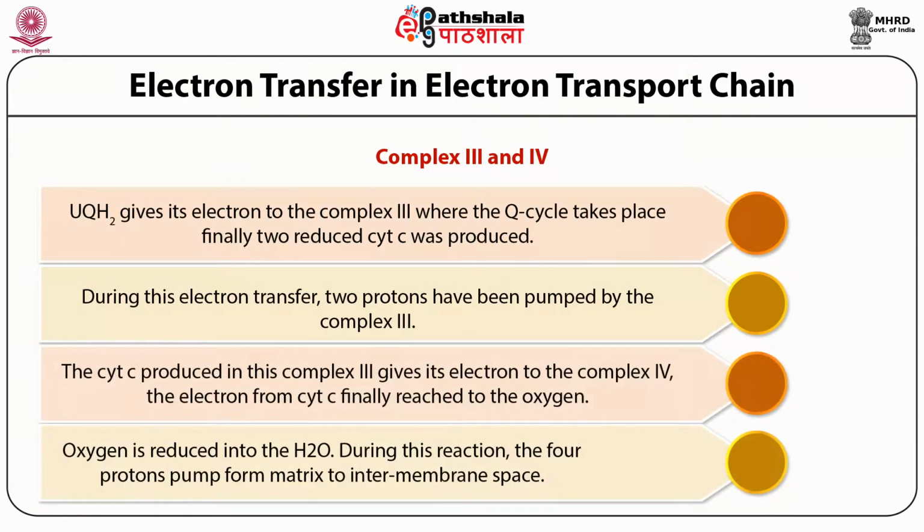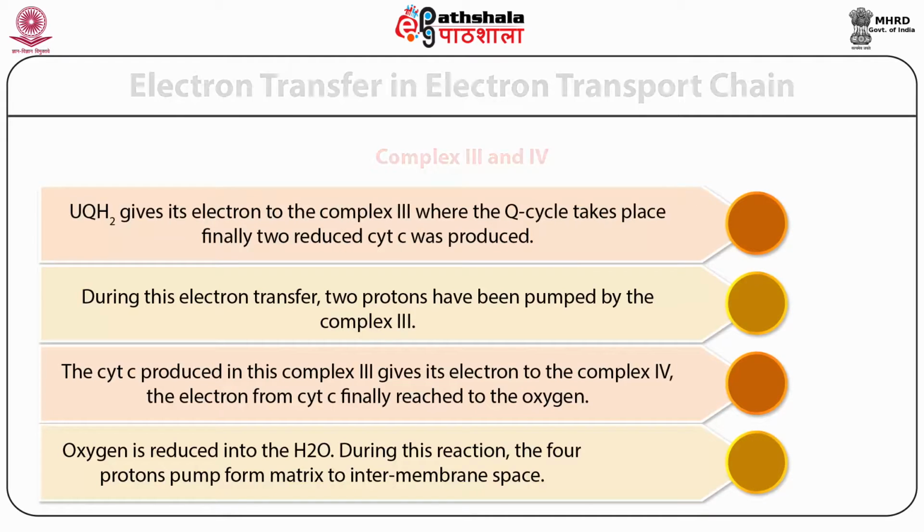And the 2 cytochrome C that is produced in the complex third give their electrons to the complex 4, where the final electron acceptor is oxygen, and that is converted into H2O after accepting the 2 electrons from cytochrome C. At the same time, the delta E difference that is created in the complex 4 is responsible for pumping 4 protons from matrix to intermembrane space.